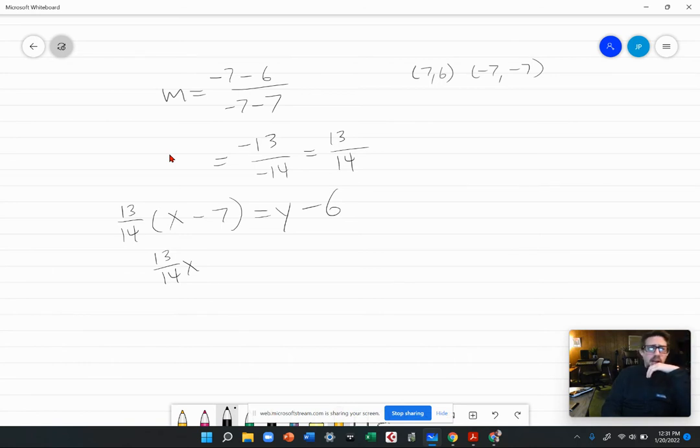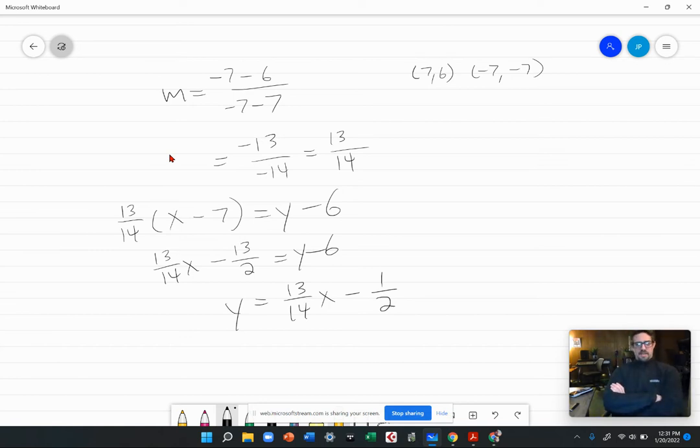So let's see. 13 times 7, well, I can slash that with that. So that gives me 13 halves because the 7 cancels most of the 14, equals y minus 6. So that gives me y equals 13/14 x. I haven't actually done this problem. So -13 halves, plus 6 is plus 12 halves, which is -1/2, right? -13 halves plus 12 halves is -1/2. Okay, so it's 13/14 x minus 1/2.